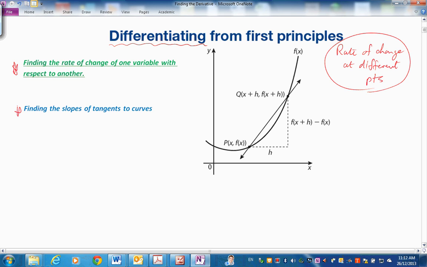We've got two approaches here. Finding the rate of change of one variable with respect to another, and that was with Newton very much based on the rate of change of displacement with time, velocity type problems, and then with Leibniz finding the slopes of tangents to curves. And they're the same thing, of course, because we said the instantaneous rate of change was equal to the slope of the tangent to the curve. It's the limiting position of this chord or secant, as Pearson's refer to it.